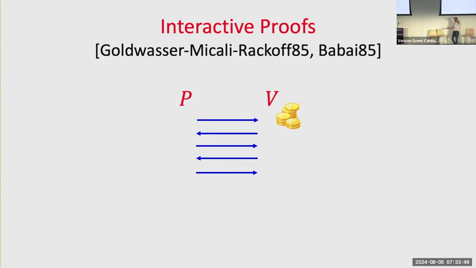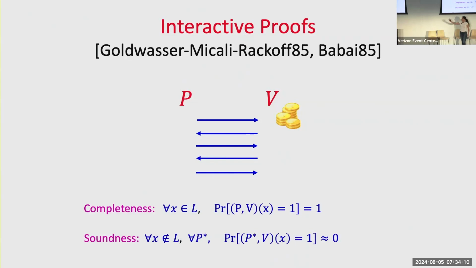And instead of being like a piece of paper or, you know, a gazillion papers that you verify line by line, now a proof system is an interactive process between a prover and a verifier. So the verifier asks a question, the prover answers, the verifier asks a question, the prover answers, and importantly, the verifier tosses coins. So it's a probabilistic proof. And what you want is the usual, what we call completeness and soundness.